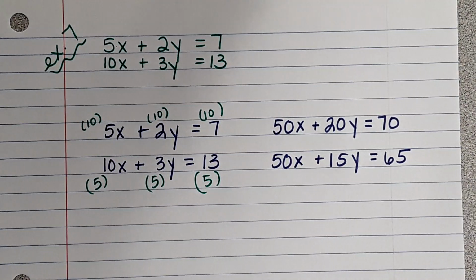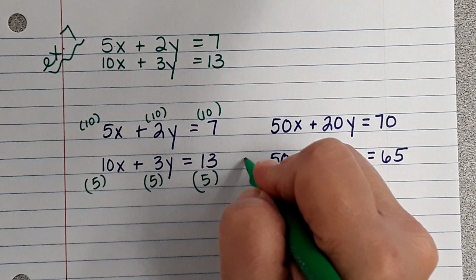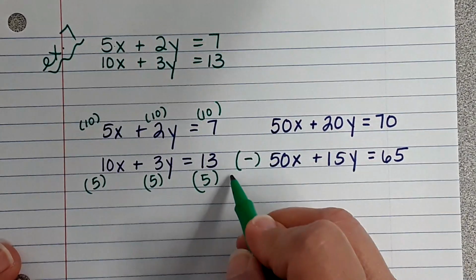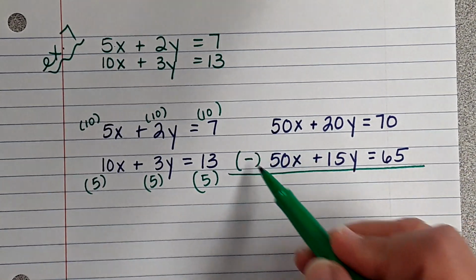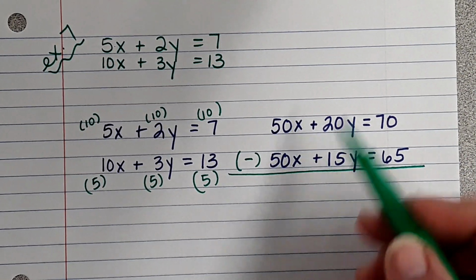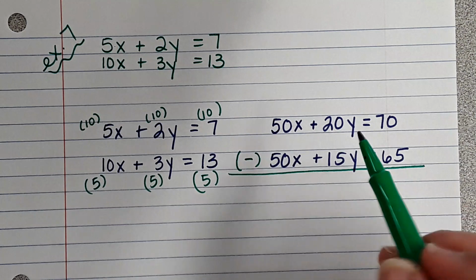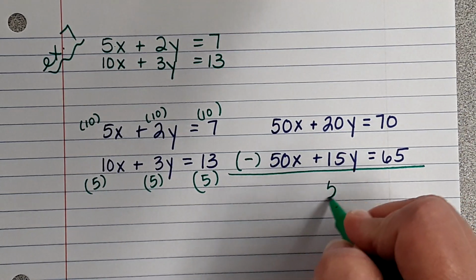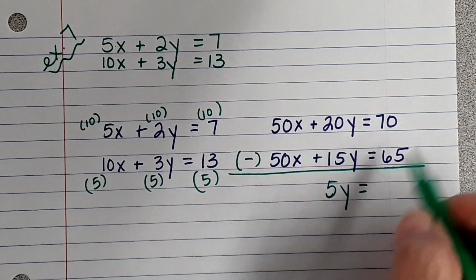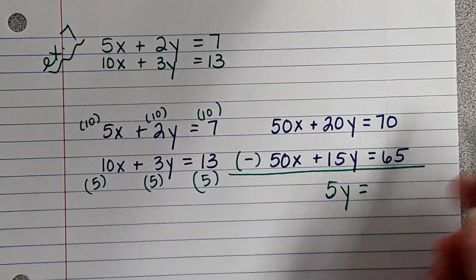The x's, are they the same sign or are they different signs? Same. So, same means subtract. 50 minus 50 is? Cancels out. 20 minus 15? 5. 70 minus 65? 5.